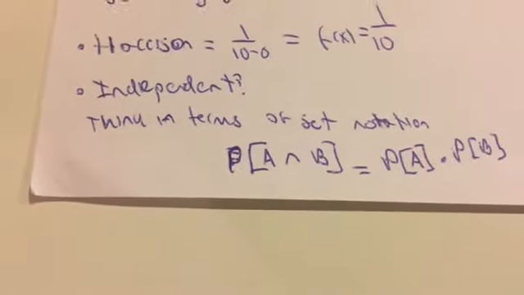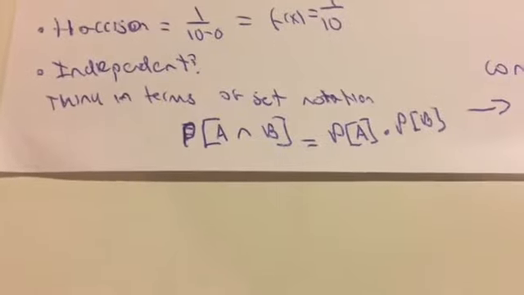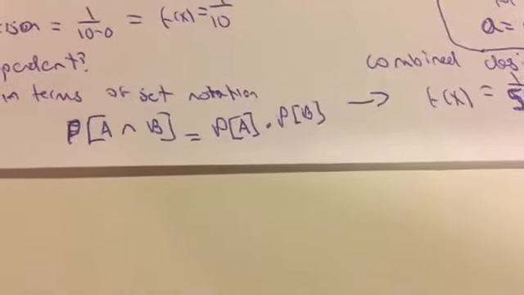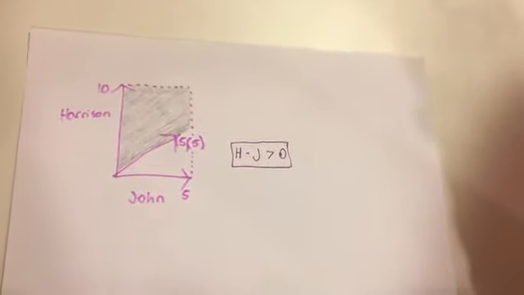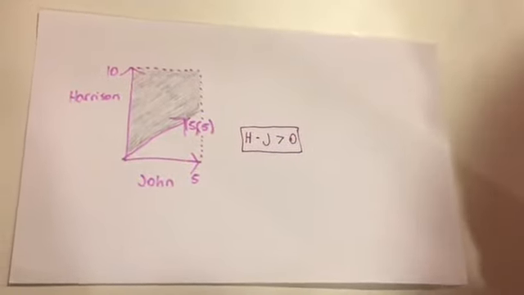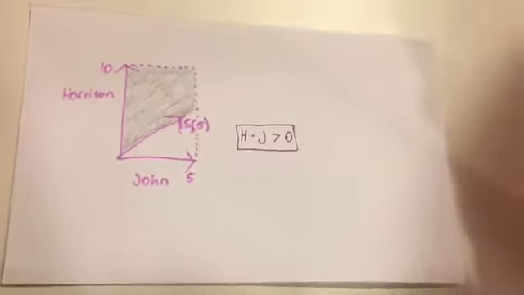Since they are independent, you have to think of it in terms of set notation: the probability of A times the probability of B, which would be 1 over 50, which is the combined density function for our problem. Now that we know the combined density function, we have to integrate it. One strategy we can use to do this is drawing a diagram, like so.